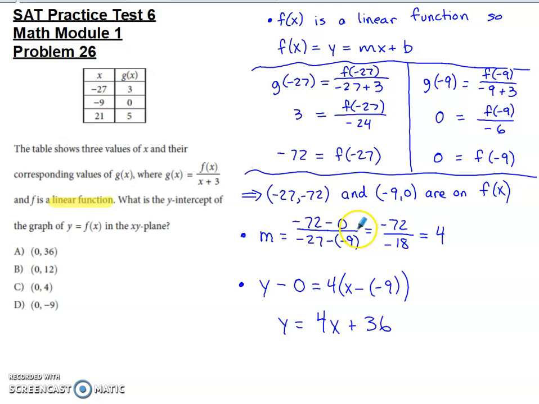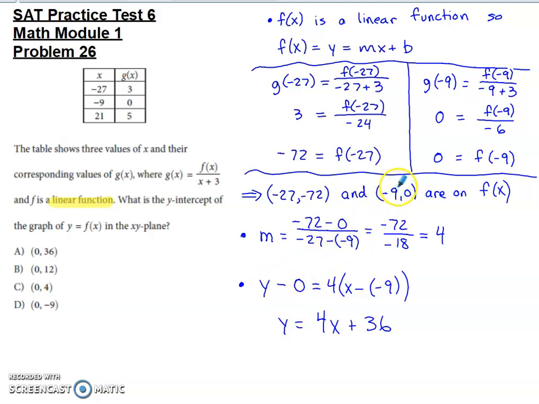I can now do a slope calculation, so I did the change in y, negative 72 minus 0, divided by the corresponding change in x, negative 27 minus negative 9. That got me to this, which gave me a slope of 4. What I then did is I built a point slope form equation. I like this ordered pair a little bit better, so I used this ordered pair to establish my linear equation.